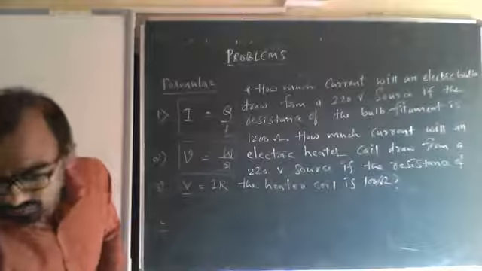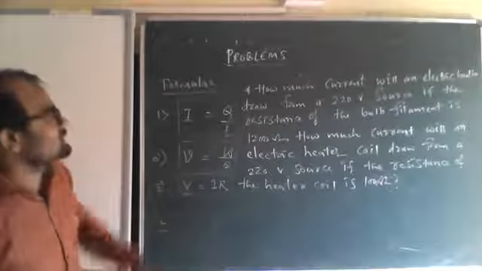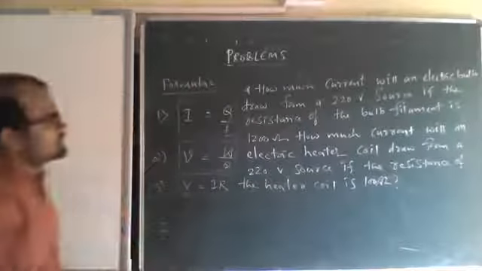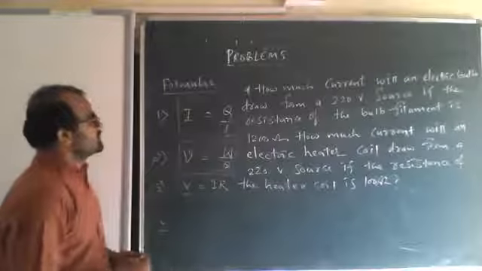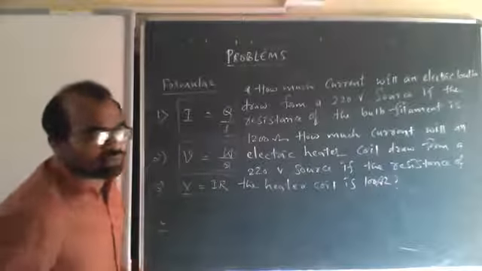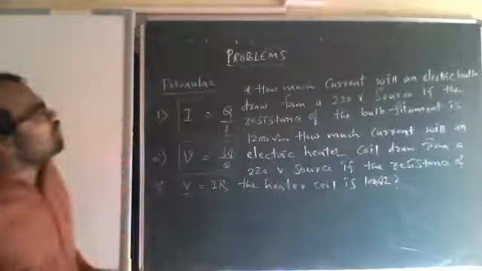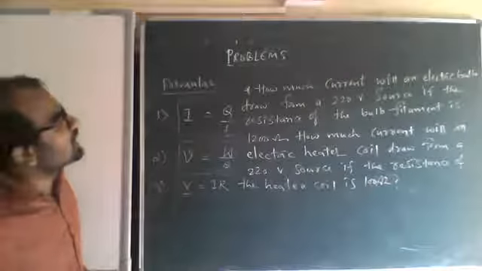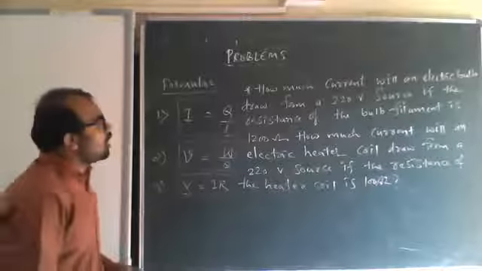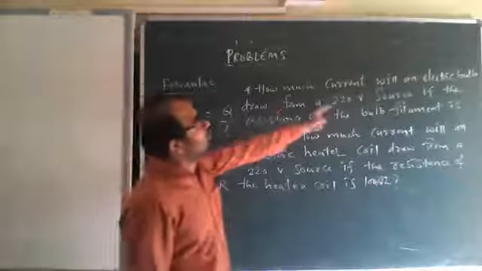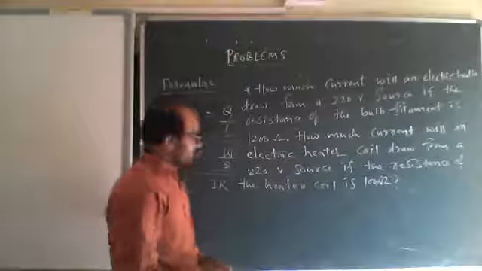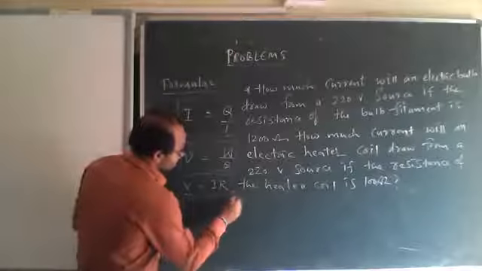Okay. Now we'll look at the question and understand it. I think it has taken lots of space, but still it's okay. Okay, we'll look at the question here. Understand? How much current will an electric bulb draw from a 220 volt source? They have given the source as 220 volt.